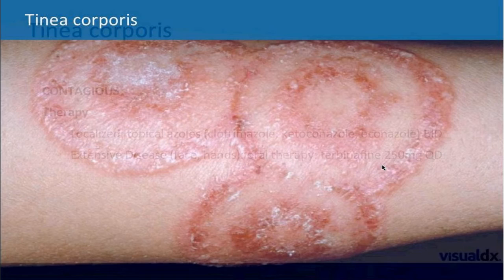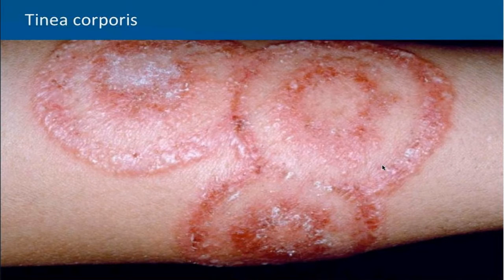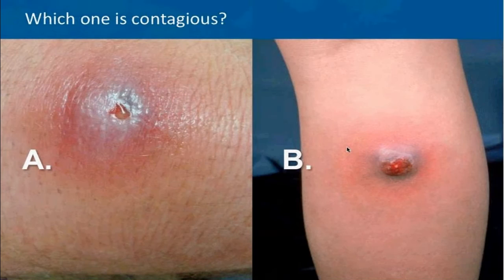And so just to wrap up and burn one image of tinea corporis into your mind, this is a classic: concentric rings, scale, sometimes even pustules on the extensors or trunk. Okay, let's move on to a second disease.